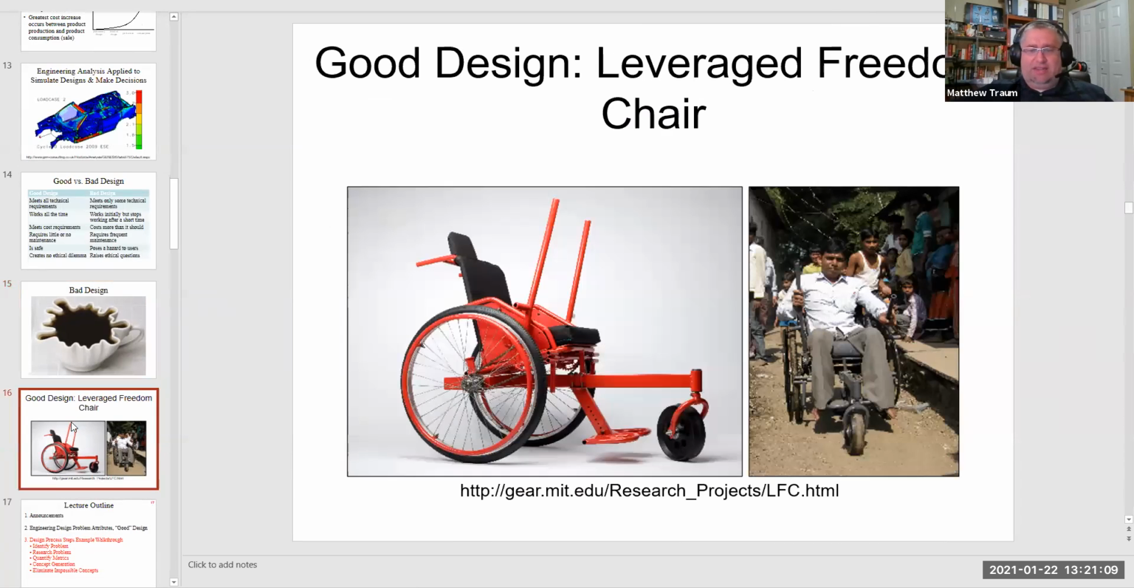So here, by contrast, is an example of a good design. This is the Leveraged Freedom Chair, which was invented by a colleague of mine, Professor Amos Winter at MIT. And the reason that I highlight this is because it won a number of design awards in its time. And also Professor Winter and I went to MIT at the same time. And we were actually in basically the equivalent of DML, the design and manufacturing course at MIT together, and competed against one another in the design competition. And he beat me soundly. And so that's why he's an MIT professor now.